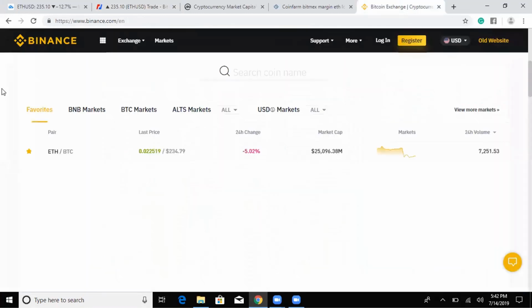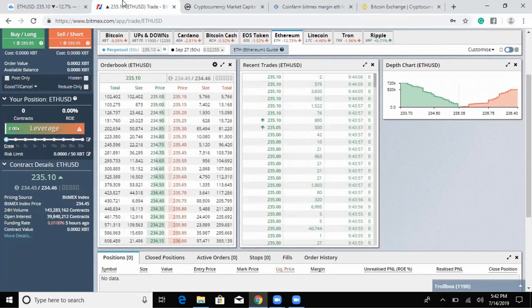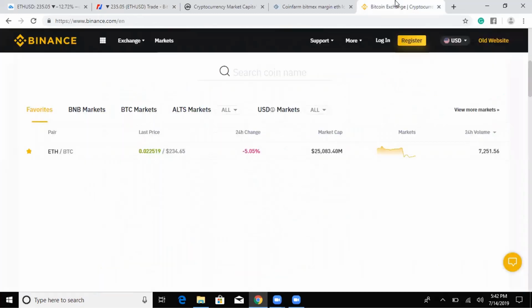And the reason why I look at BitMEX is because they have a very, very huge volume in the market. So if something is happening here, it's going to affect the whole market. So another exchange I look at is Binance, because they really have a huge volume in the market.